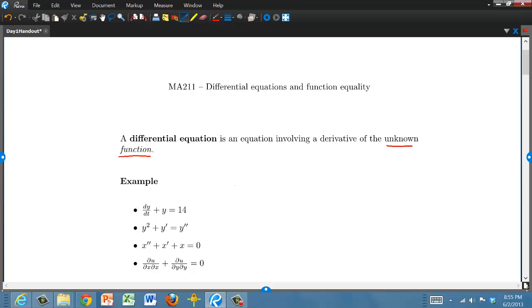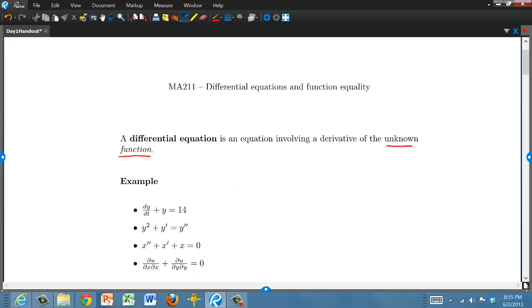And one subtle point is it's okay to have solutions that are constant functions. So it's okay to have something like y of t is constantly 3. That is a function. That's okay. But it's a function. It's not a number that we're looking for.